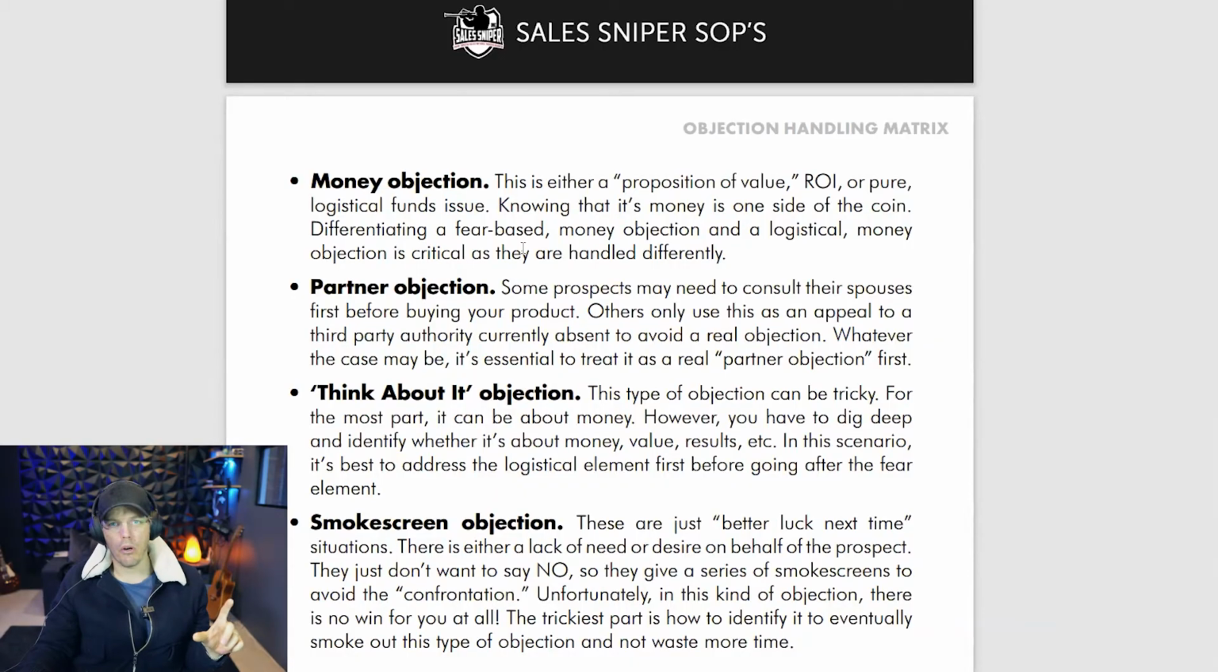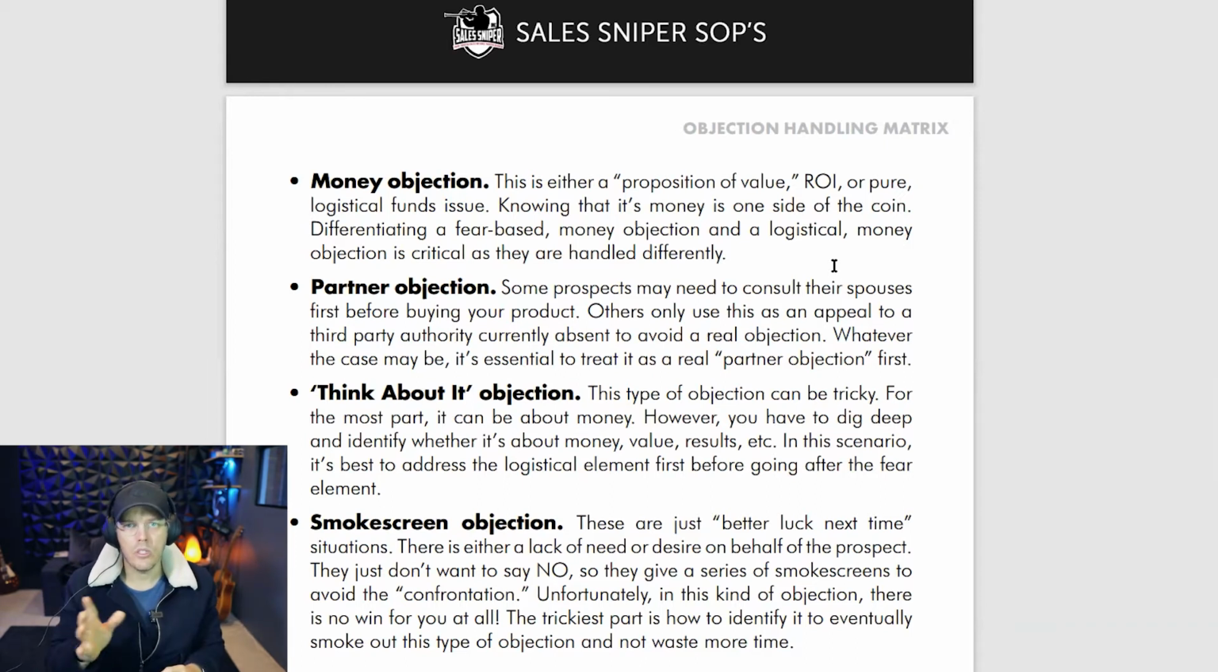So let's have a look at what a partner objection is. A partner objection is someone who may need to consult their partner, okay, before making a call, or it's an appeal to a third-party authority that isn't there, so it gives them a scapegoat to not take action, or they can place the responsibility of their outcome on somebody else, okay?